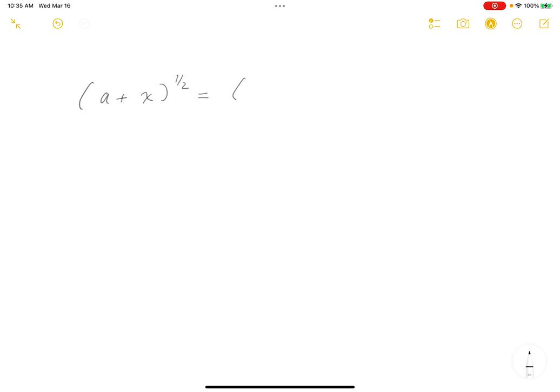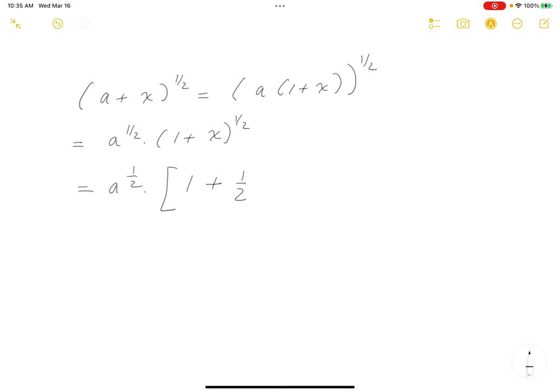Well, I got to get the proper form first by factoring out an a, and this would be 1 plus x, the whole thing raised to the 1/2 power, which would equal a to the 1/2, and then that binomial, which is pretty easy to expand. And we're going to do that now. So it's a to the 1/2 times a binomial expansion. So 1, we're using a generalized binomial theorem, 1/2.